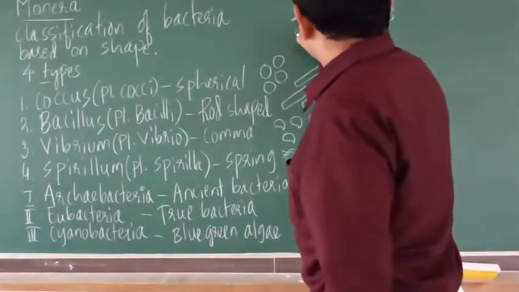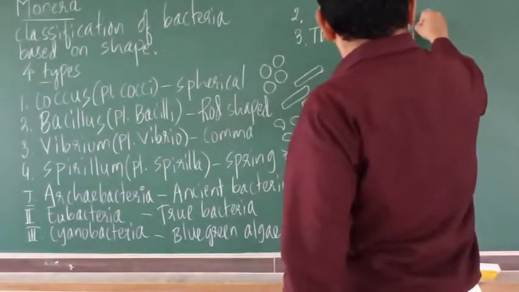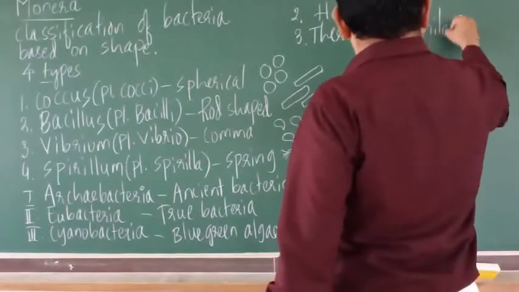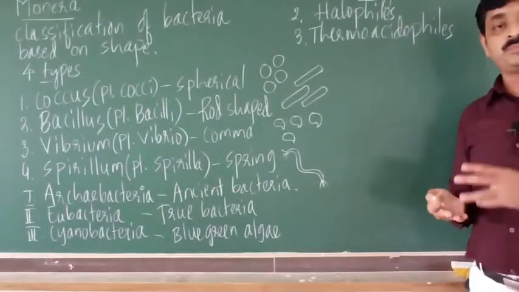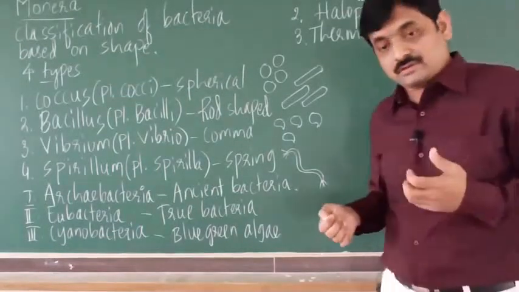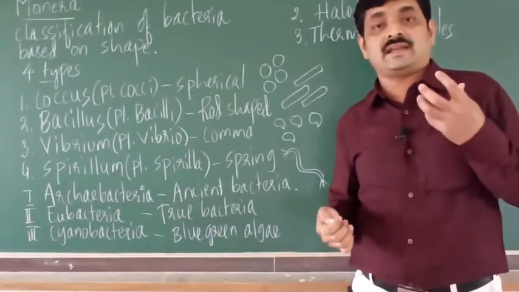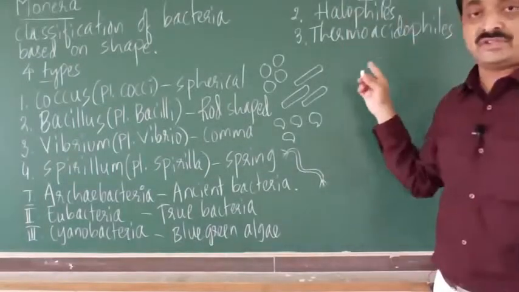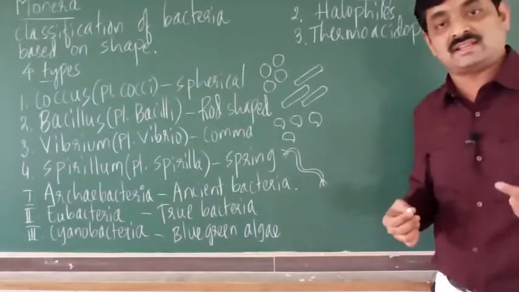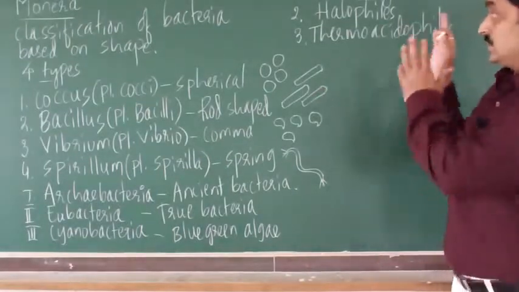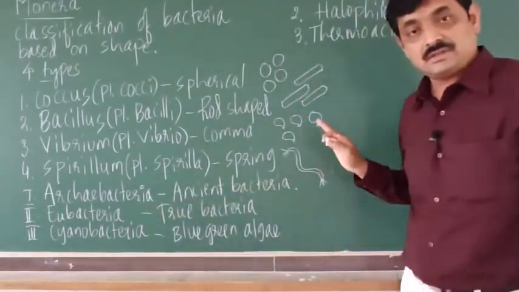The third group is thermoacidophiles. So thermoacidophiles, as the name indicates, live in extreme high temperatures. Such bacteria living at extreme high temperatures are called thermoacidophiles. And their example is thermoplasma. So thermoplasma is one example of thermoacidophiles. So these are the three categories of Archaebacteria or ancient bacteria.